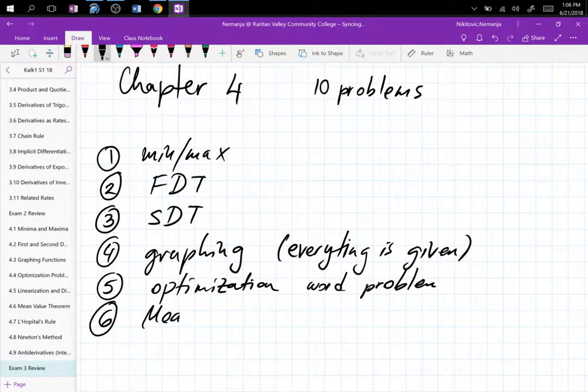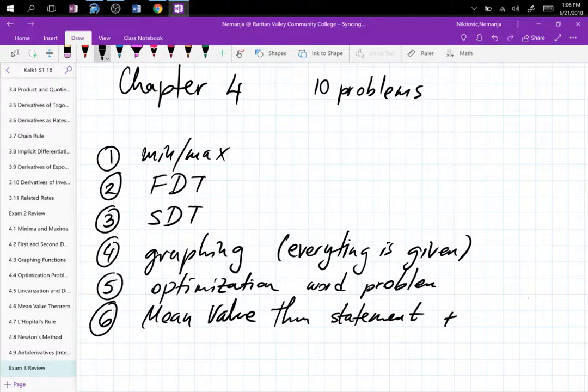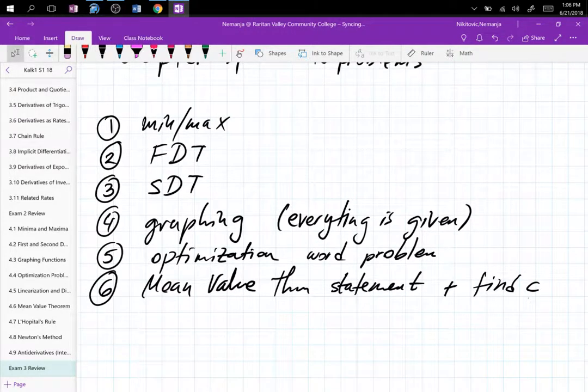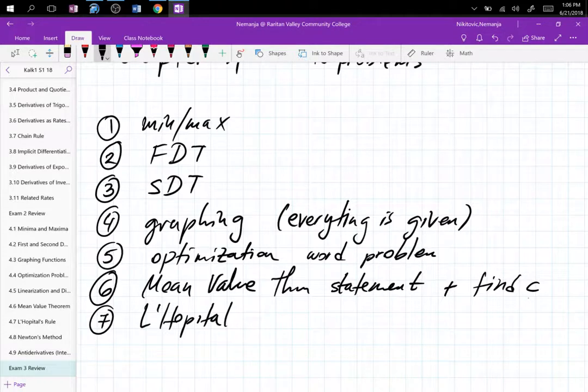Mean value theorem statement plus find C. If you paid attention, you know what it means, find C, because we also have find C for integrals, right? That's a separate thing. Number 7, L'Hopital.